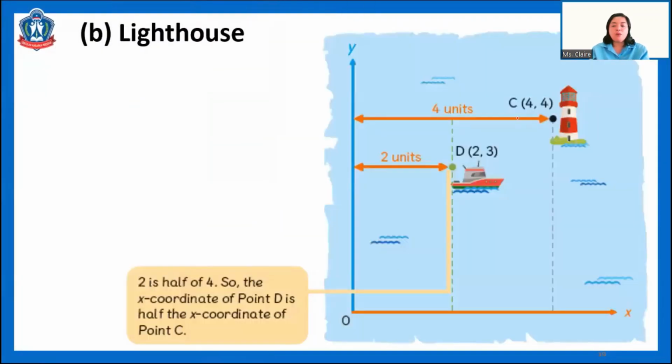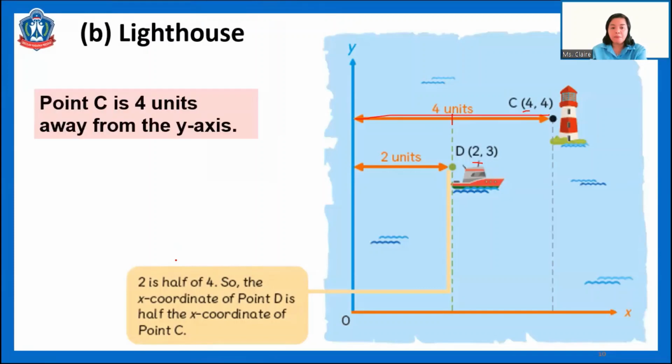Okay, now, when we say 2, 3 means 2. So that is half of 4, right? So if this is 4 here, the half is 2, so it's around here. So the x-coordinate of point D is half of the x-coordinate of point C.